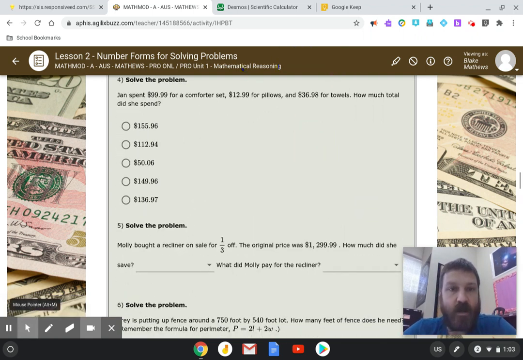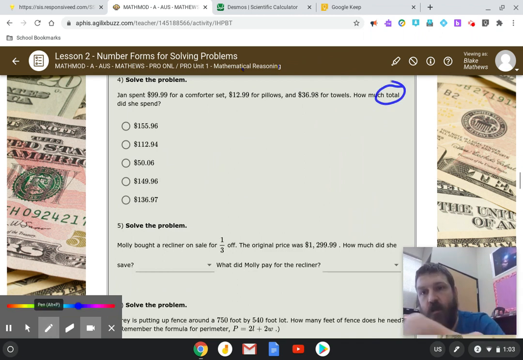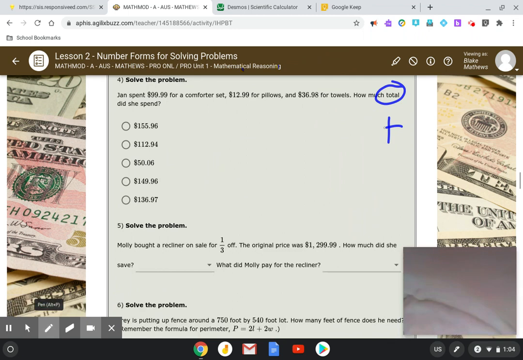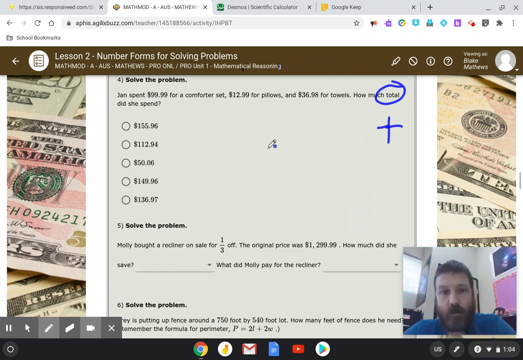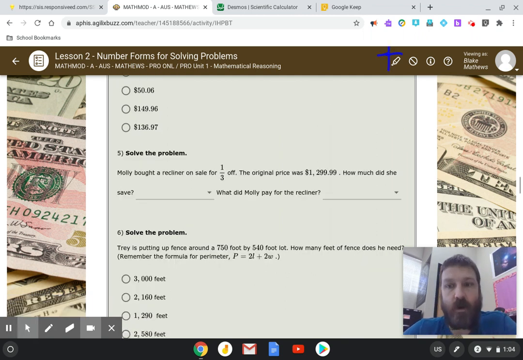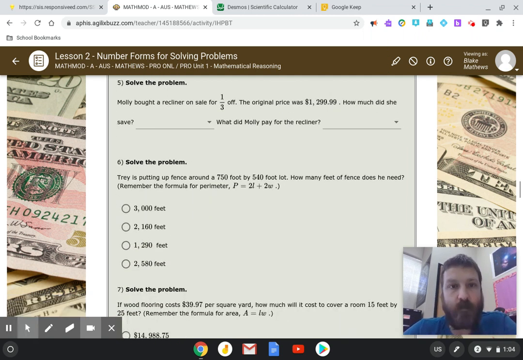Jan spent $99.99 for a comforter set, and then there's more prices. How much total did she spend? And of course, the key word there is total. Total is a word for addition. So you're going to be adding in this problem. Again, I think you guys will be fine to actually do the work. I just want to make sure you know what you're needing to do for each problem.